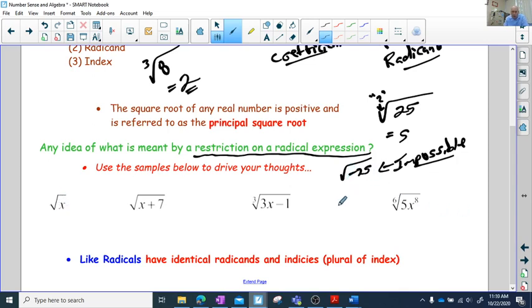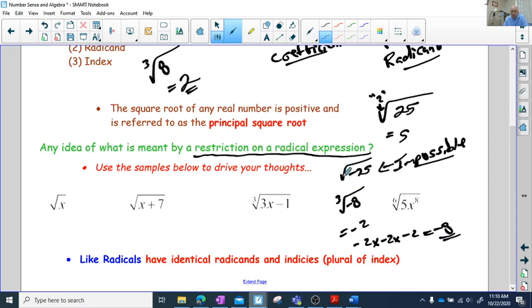Now, I got to go back and clarify that. What if I had the cube root of negative 8? And I said to you, could you do the cube root of negative 8? You can actually do the cube root of negative 8 because it would be negative 2, which would be negative 2 multiplied by itself 3 times. Negative 2 times negative 2 times negative 2 is negative 8.